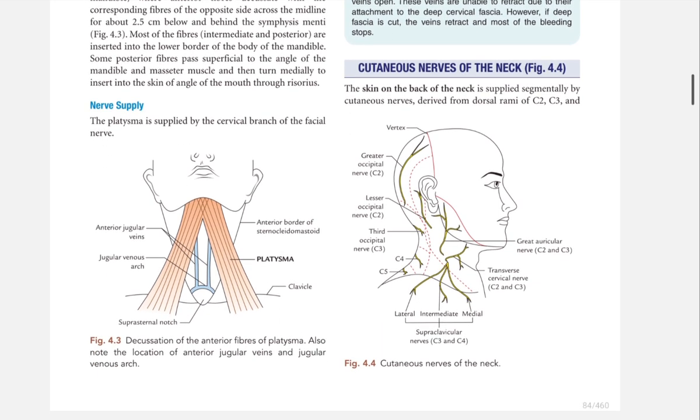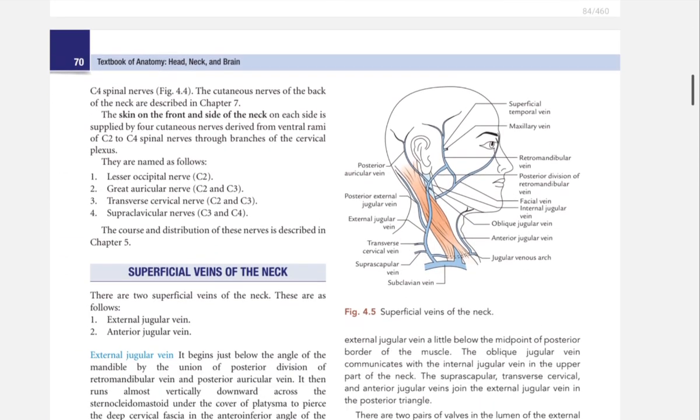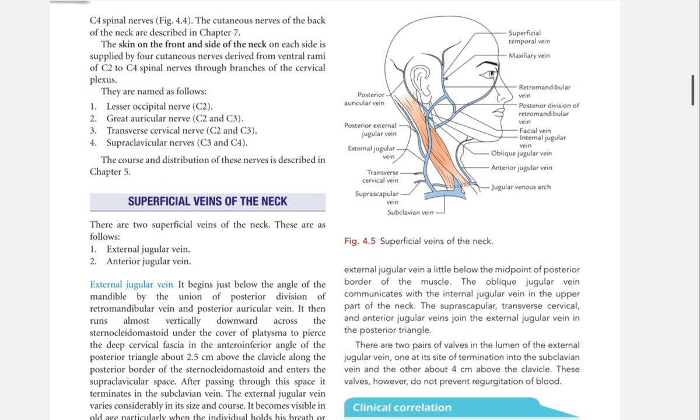Cutaneous nerves of the neck. The skin of the back of the neck is supplied segmentally by cutaneous nerves derived from dorsal rami of C2, C3 and C4 spinal nerves. The cutaneous nerves of the back of the neck are described in this chapter.